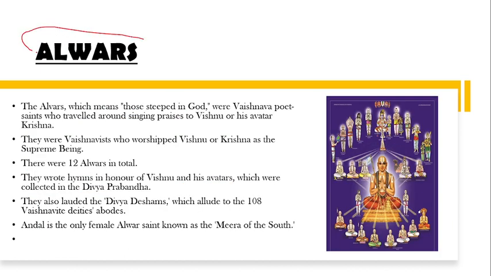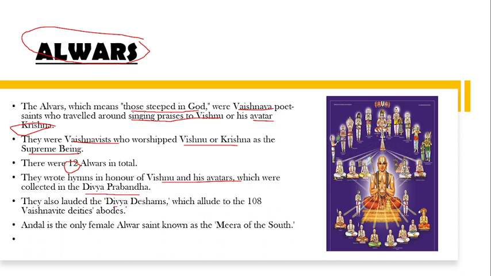So who are these Alvars? The Alvars, meaning those steeped in God, were Vaishnava poet saints who travelled along singing praises to Vishnu or his avatar Krishna. They were Vaishnavites who worshipped Vishnu or Krishna as the supreme being, and there were 12 Alvars in total. They wrote hymns in honor of Vishnu and his avatars, which were collected in the Divya Prabandha.